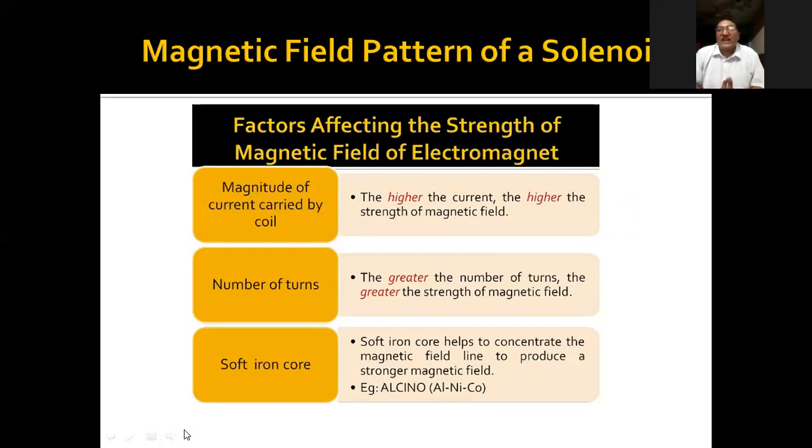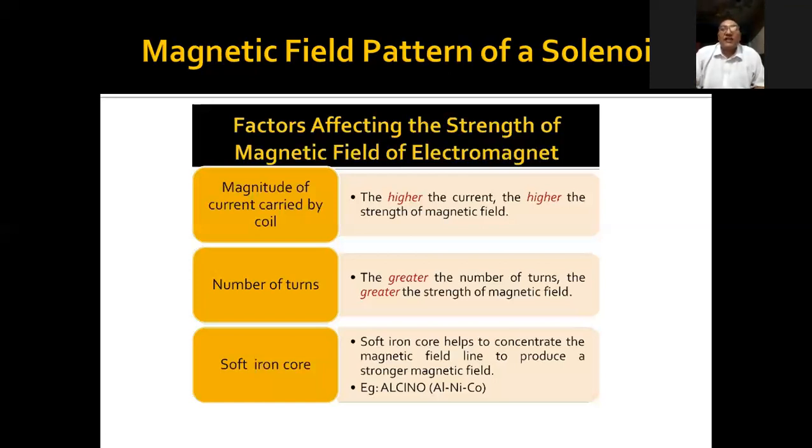One factor is how much current is flowing through that conductor. The larger the amount of current flowing through that conductor, the stronger will be the electromagnet; the solenoid will produce a stronger magnetic field. So more current, the stronger the electromagnet. If you reduce the amount of current flowing through the solenoid, the magnetic field produced will be weak. So that's the first factor.